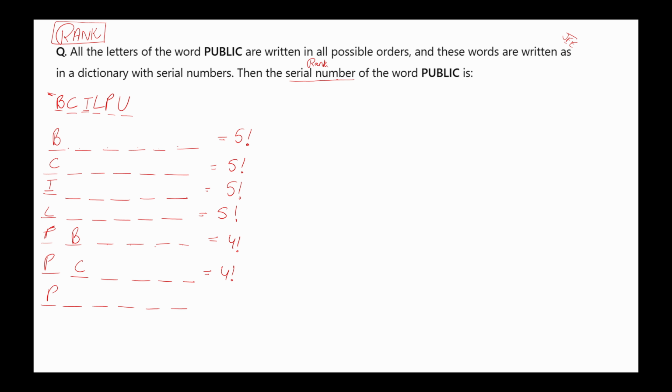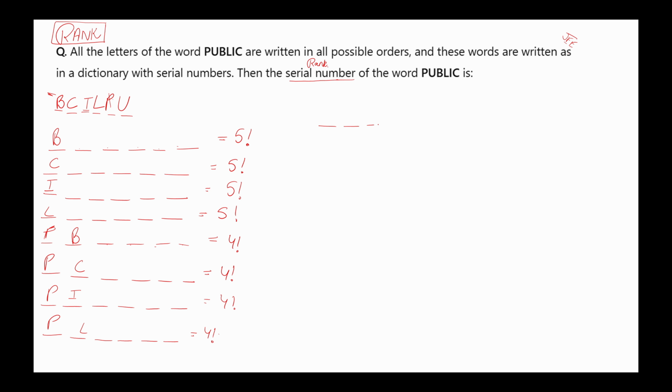Now I put P and then comes I. Is it correct? No. Again this becomes 4 factorial. P, L, is it correct? No. Again it becomes 4 factorial. Now P had already been taken in the first place, so you can remove P from your finding out.